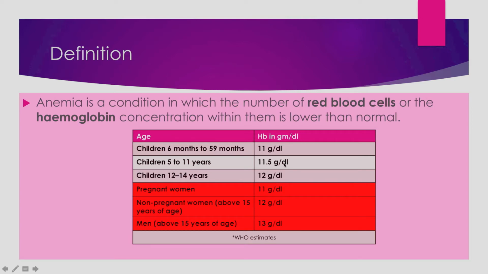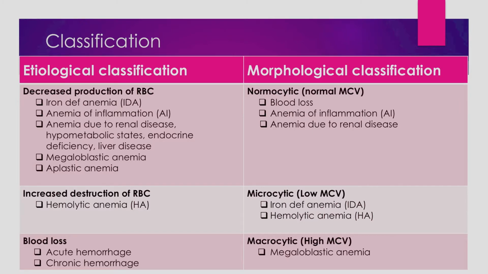So what is the normal hemoglobin concentration? In pregnant women, the normal hemoglobin concentration is 11 gram per dl. Students, pay attention, this is gram, not micrograms or milligrams. Non-pregnant woman is 12 grams per dl, whereas in men it is 13 grams per dl. So it is very easy to remember: 11, 12, and 13. Pregnant woman 11 is the normal, non-pregnant woman 12 is the normal, and men above 15 years of age is 13 grams per deciliter.